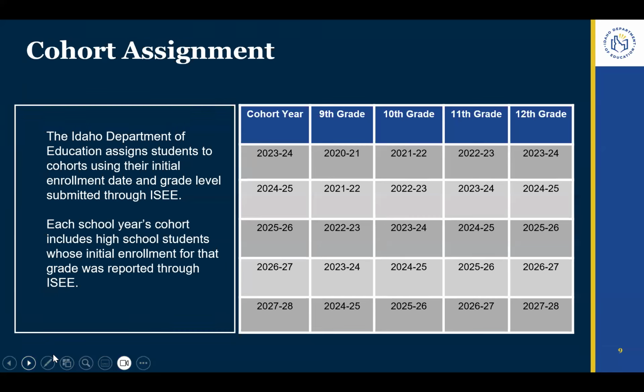The Idaho Department of Education assigns students to cohorts based on their initial enrollment date and grade level as reported through the state student data system IC. Each school year's cohort includes students who first enrolled in high school at a particular grade during that year. You can track a student's cohort year by looking at the year they first entered 9th grade. For example, my son started 9th grade in the 22-23 school year. He belongs and will graduate in the 25-26 cohort, which means any student that started in that 22-23 year is expected to finish within the 4 years.